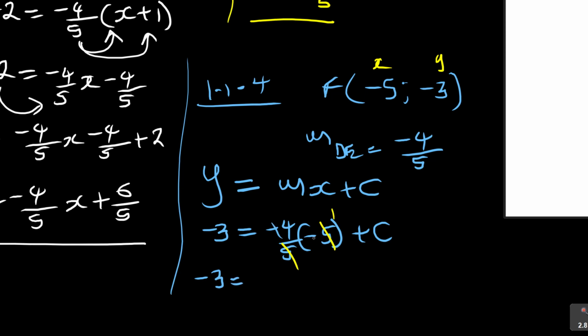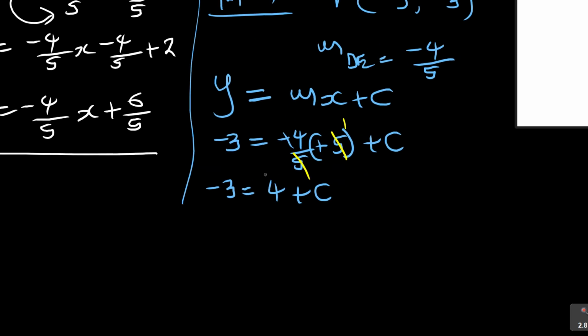So if this becomes positive, it's positive 4 plus c. Then how do I find c? Take 4 to the other side. It is positive, so it will become negative. So I will have minus 3 minus 4 is equal to c. So minus 7 equals c.